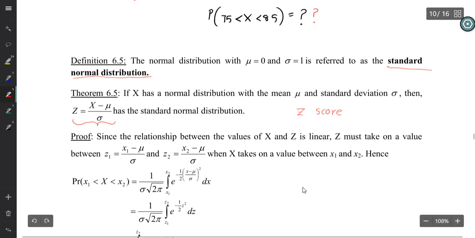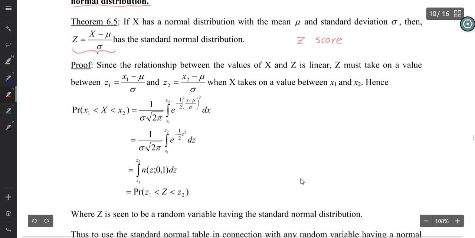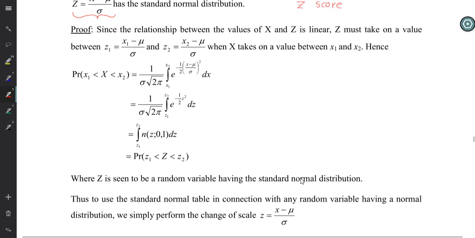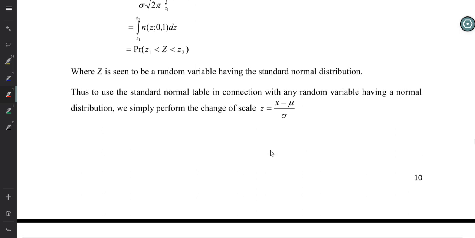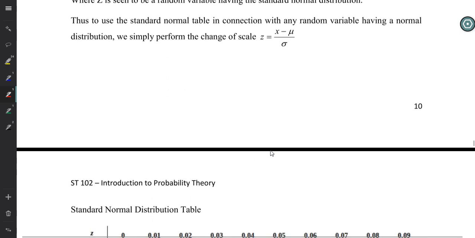Now we have the proof of this standardization. Again, I'll leave it for you to study. You do not have to memorize them, or we do not require you to memorize these proofs. This is just for your knowledge. So therefore, you can use a standard normal table after you find the z-score of any random variable x which follows a normal distribution with any mean or any standard deviation.